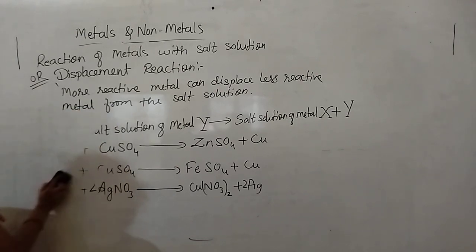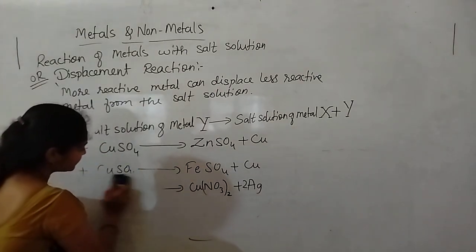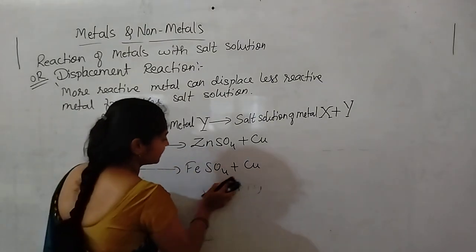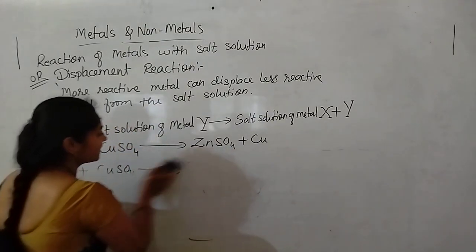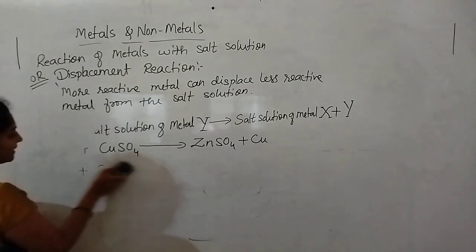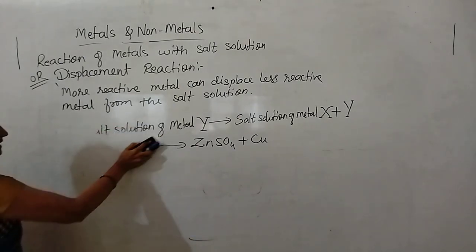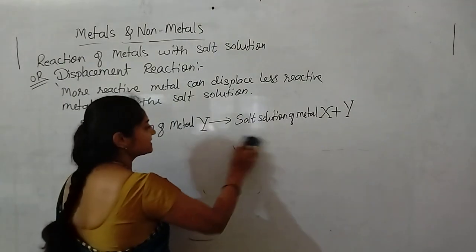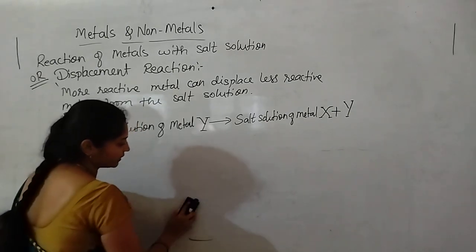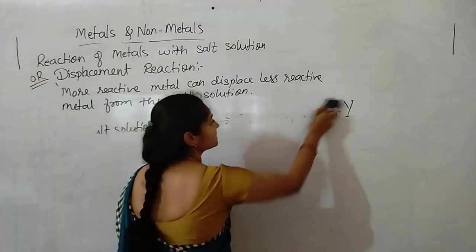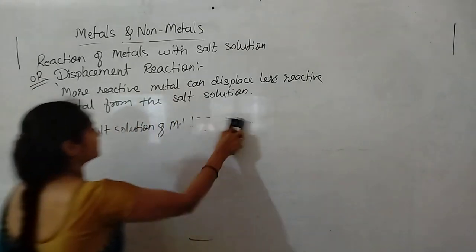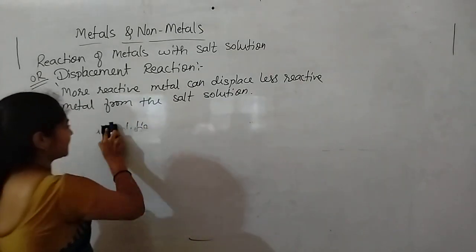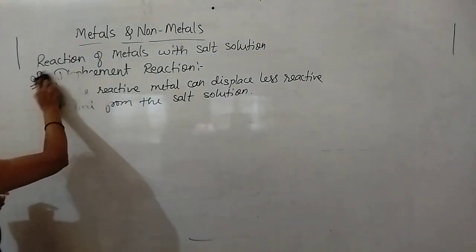How are we going to define it? The metals are arranged in decreasing order of their reactivity. That series of arrangement, that order of arrangement, is known as the reactivity series or activity series.